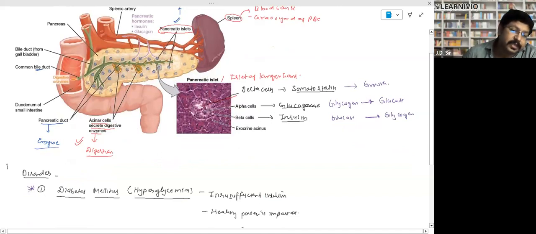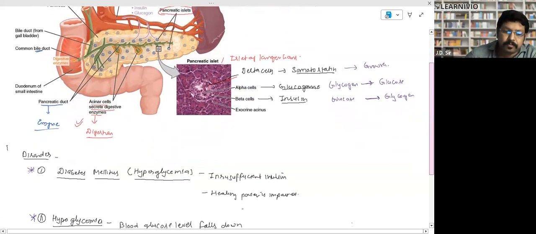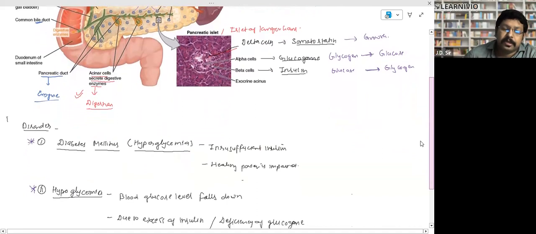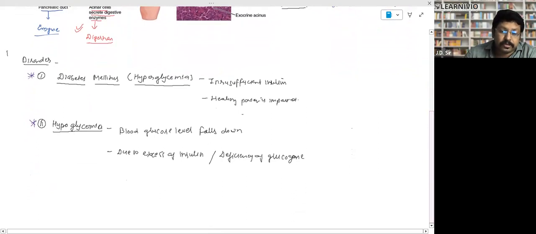The rest of the part is the acinar cells. We have discussed in the digestive system that acinar cells are responsible for secretion of the digestive juices, that is, the pancreatic juices, right? That is the exocrine part. Clear? Now, the diseases from this topic are also very important. So now let's discuss the diseases or disorders.